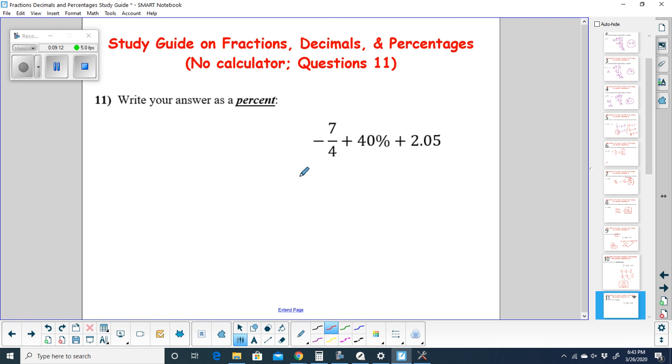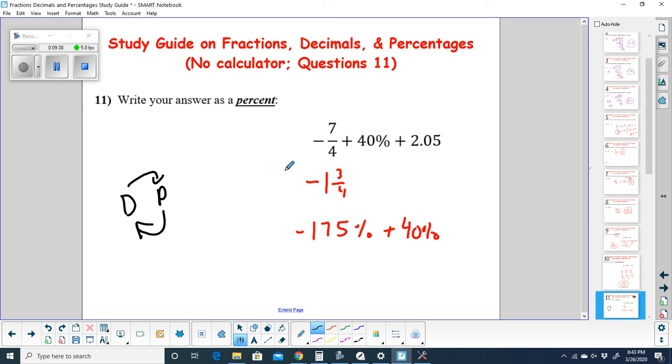Moving on to number 11. Write the answer as a percent. All right, so this is negative 1 3/4, which is negative 175%. Plus 40%, plus, if you remember this little trick, D to P. To turn a decimal to a percent, you move 2 places to the right, percent to a decimal, you move 2 places to the left. So I got to go from a decimal to a percent, so this is 2 places to the right. So this is plus 205%.